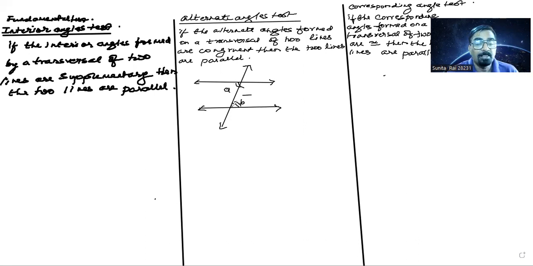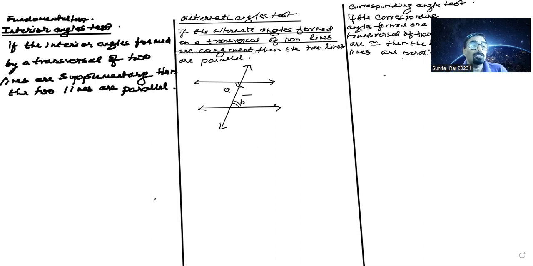Angle A and angle B are congruent. Then you can always say these lines are parallel. If you see the alternate angles are congruent, you can say the lines are parallel. You can read the statement: if the alternate angles formed on a transversal of two lines are congruent, then I can always say the lines are parallel.